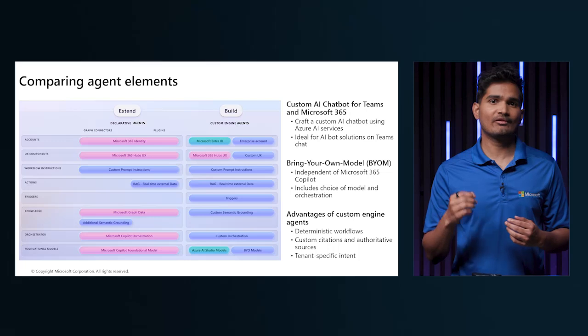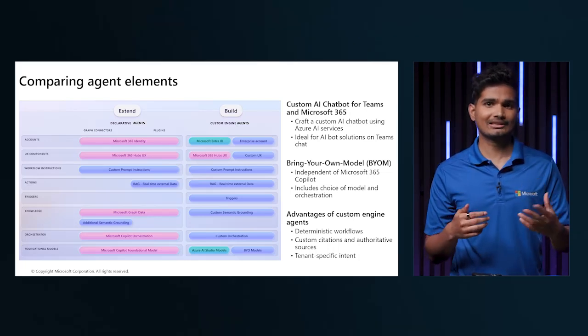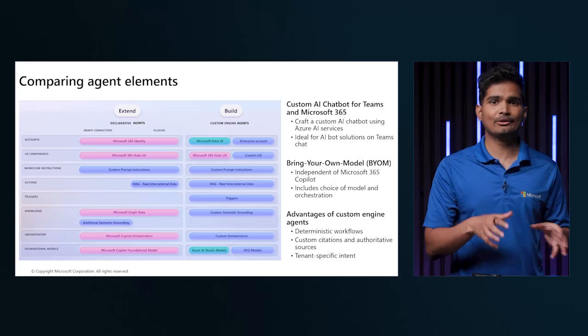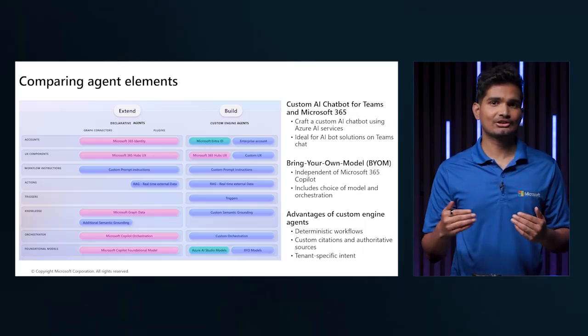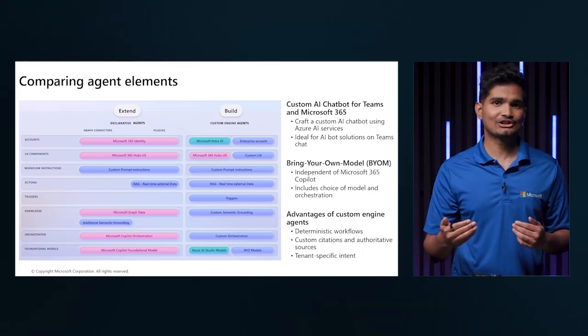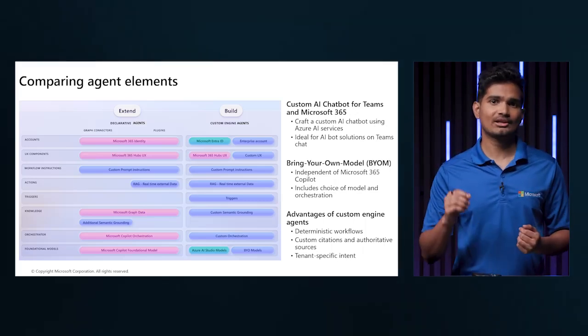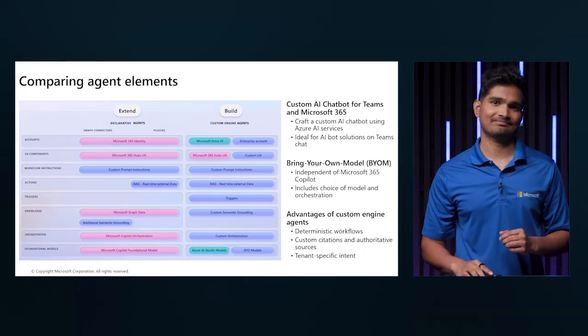This diagram provides a comparison between Copilot agents through connectors, plugins, and declarative agents, and building custom engine agents. By using custom engine agents, you can achieve deterministic workflows, custom citations, and authoritative sources to the responses. And you get tenant-specific intent.